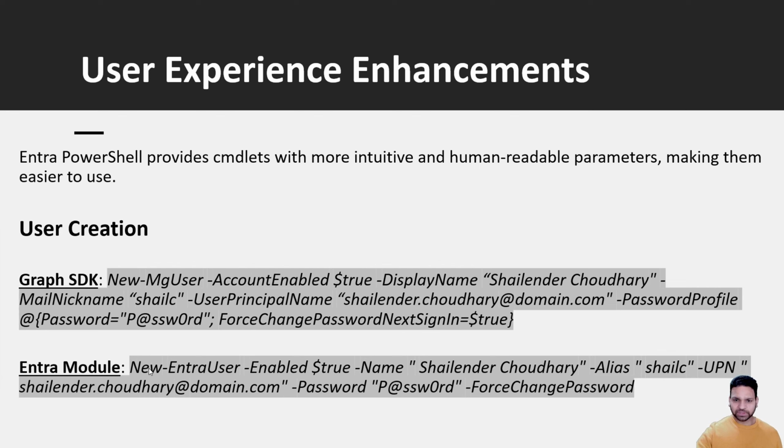Now in the Entra module, it becomes simpler. New-EntraUser, AccountEnabled equal to true, DisplayName, MailNickname. Previously the alias was called mail nickname, which is very difficult to remember. Now it's alias, which is understandable. If you use the help command, you can easily understand what has to be provided: it's the alias for the name. Then the user principal name, UPN, password, and force change password. Now you can clearly see the new module is human readable and easy to use.